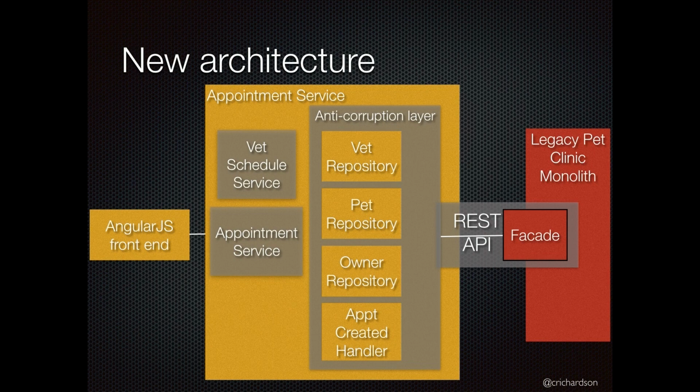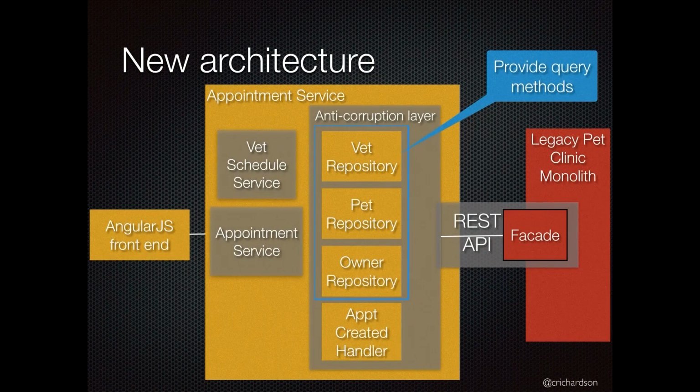There's an anti-corruption layer that provides APIs in the form of repositories for accessing the legacy database. Those repositories basically define finder methods for looking up a vet, looking up a pet, looking up an owner. And there's a facade that's accessed over a remoting API that resides in the monolith and provides access to that data. So that's sort of the big idea.